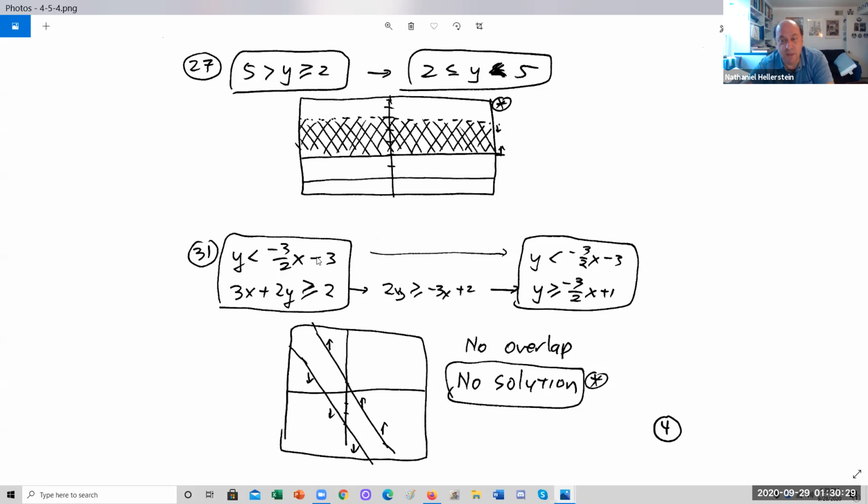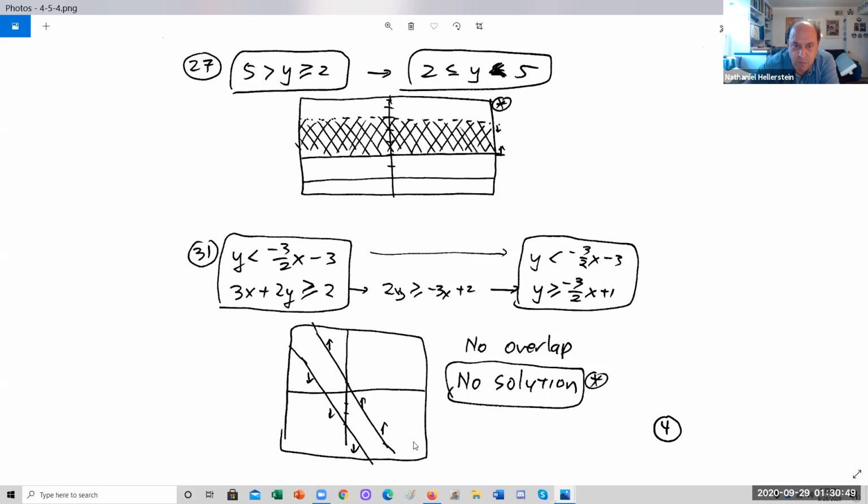Here we have a no solution problem. Y is less than -3/2 x minus 3, and 3x plus 2y is at least 2. Now, if you transpose the 3x and then you divide by 2, this becomes y is at least -3/2 x plus 1. Whereas this is y is less than -3/2 x minus 3.